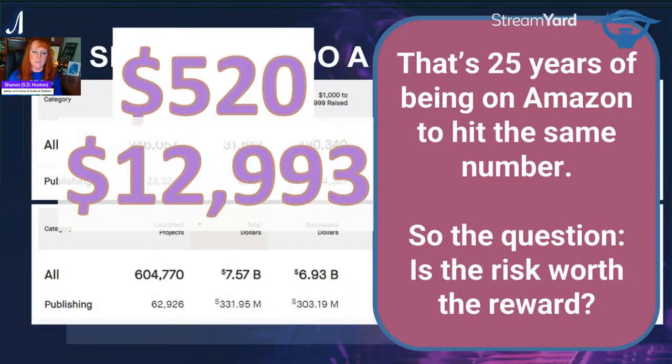So is the risk worth the reward? The risk in this case is that you have a higher chance of failing, but the reward is that you can make more money. I've already made more money from my Kickstarter campaign than I've made in the almost 2 years that I've been published. I hit 2 years in about a month and a half. All right.